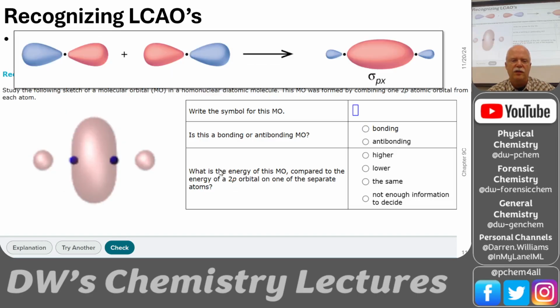And then here, this one is also a sigma. Even though it's p orbitals coming together, it's forming a sigma bond. So it's bonding, and it's going to be lower than the 2p orbitals that came together to make it.